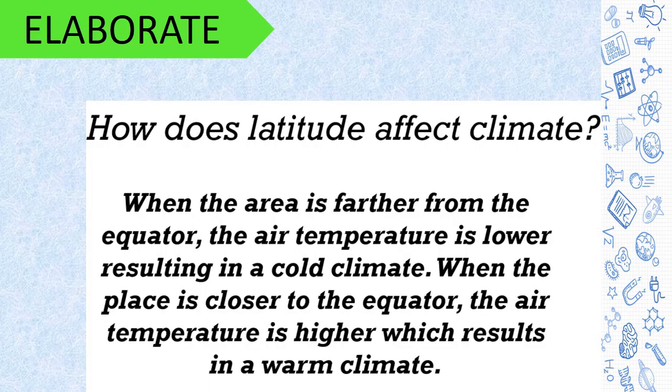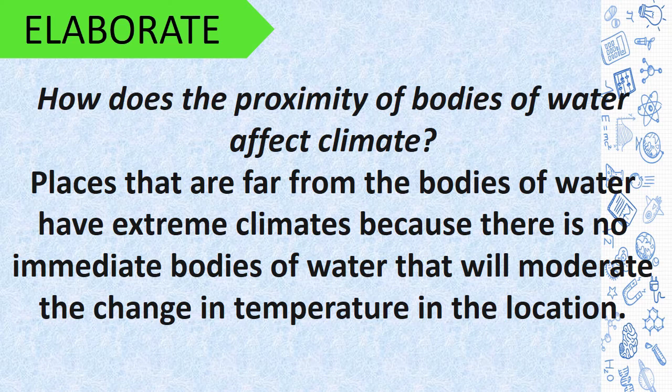Again, how does latitude affect climate? When the place is farther from the equator, the air temperature is lower, resulting in a cold climate. When the place is closer to the equator, the air temperature is higher, which results in a warm climate. And how does the proximity of bodies of water affect climate? Places that are far from the bodies of water have extreme climates because there is no immediate body of water that will moderate the change in temperature in the location.